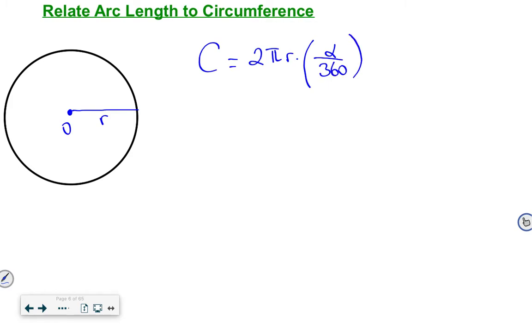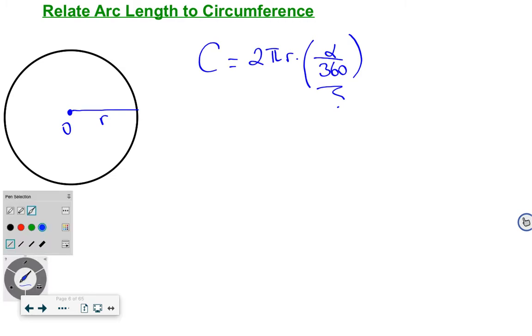Don't forget alpha over 360. What does alpha over 360 stand for? Alpha is how much of the circle you are covering. If you are covering the whole circle, then alpha is going to become 360. So don't forget this part when you find the arc length.